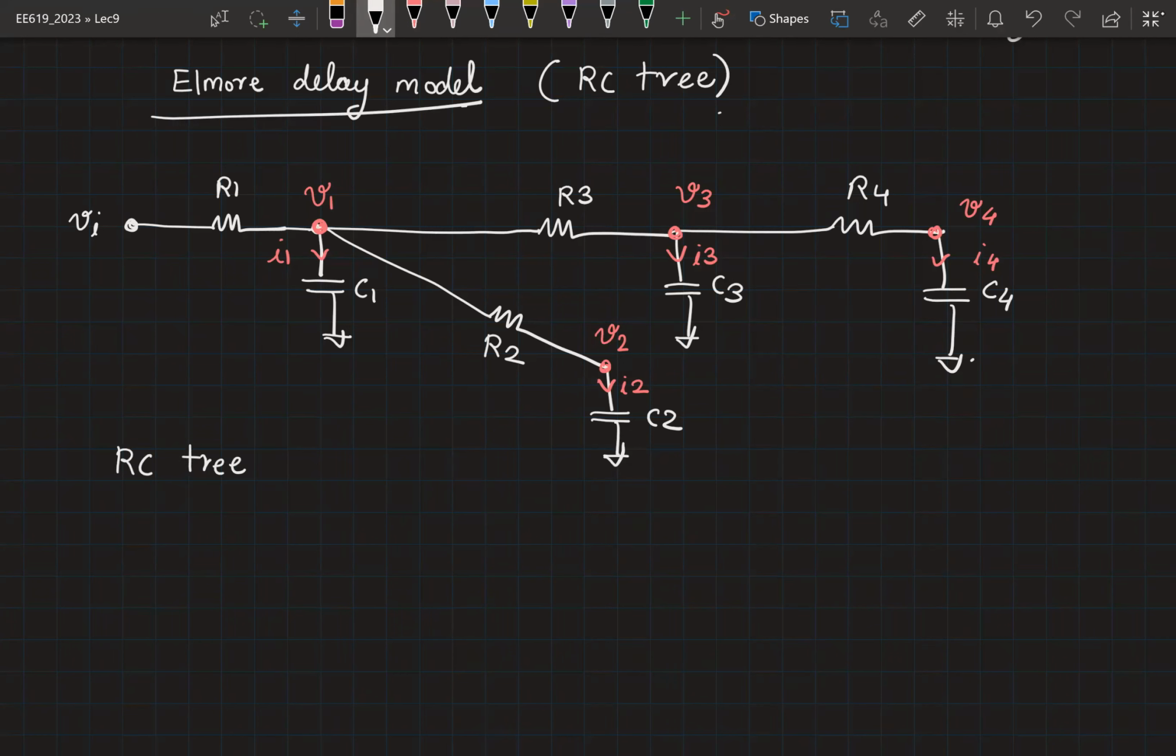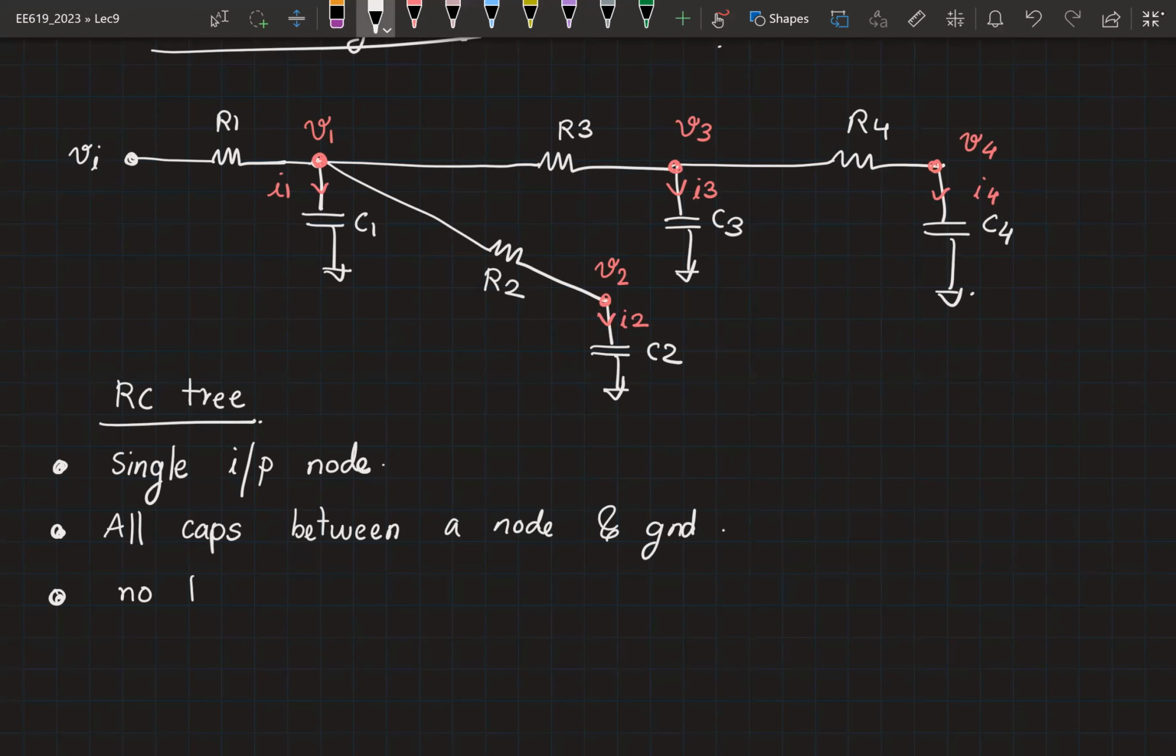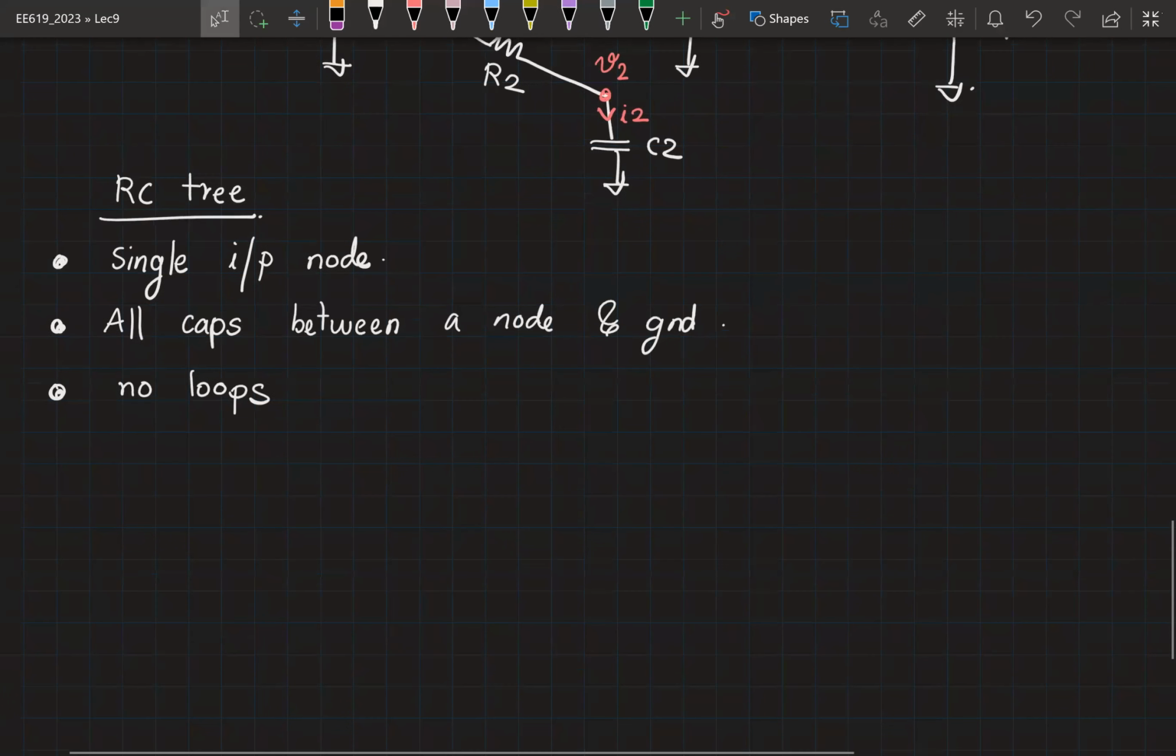So now what are the properties of an RC tree? We have applied input only to one point, right? There is a single input node. Now all the capacitors in an RC tree will be between a particular node and ground. That is, at least one plate of the capacitor is grounded. And finally, there are no loops in the circuit. There are no loops or any sort of feedback. So if I consider any point here, there is a distinct path from the input to that particular node. There is only one path because there are no loops in this circuit. Okay, so this is the assumption that we are making.